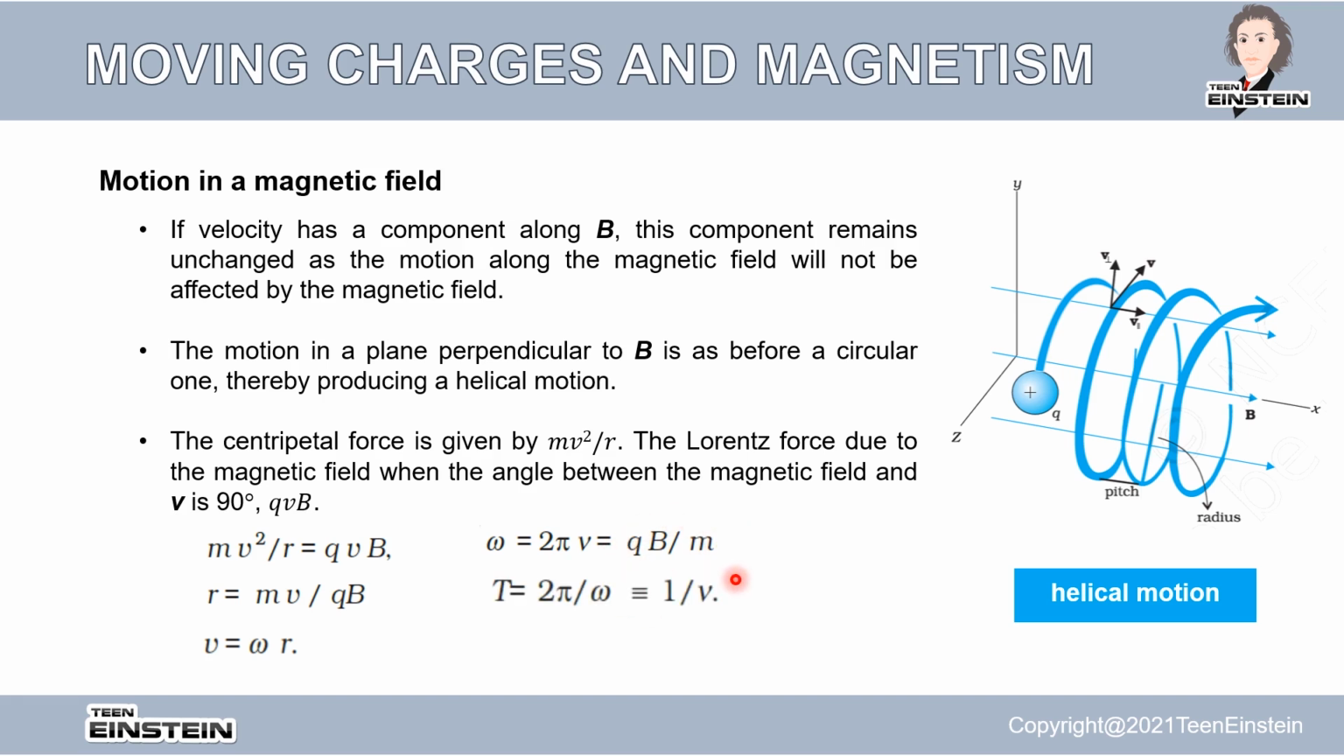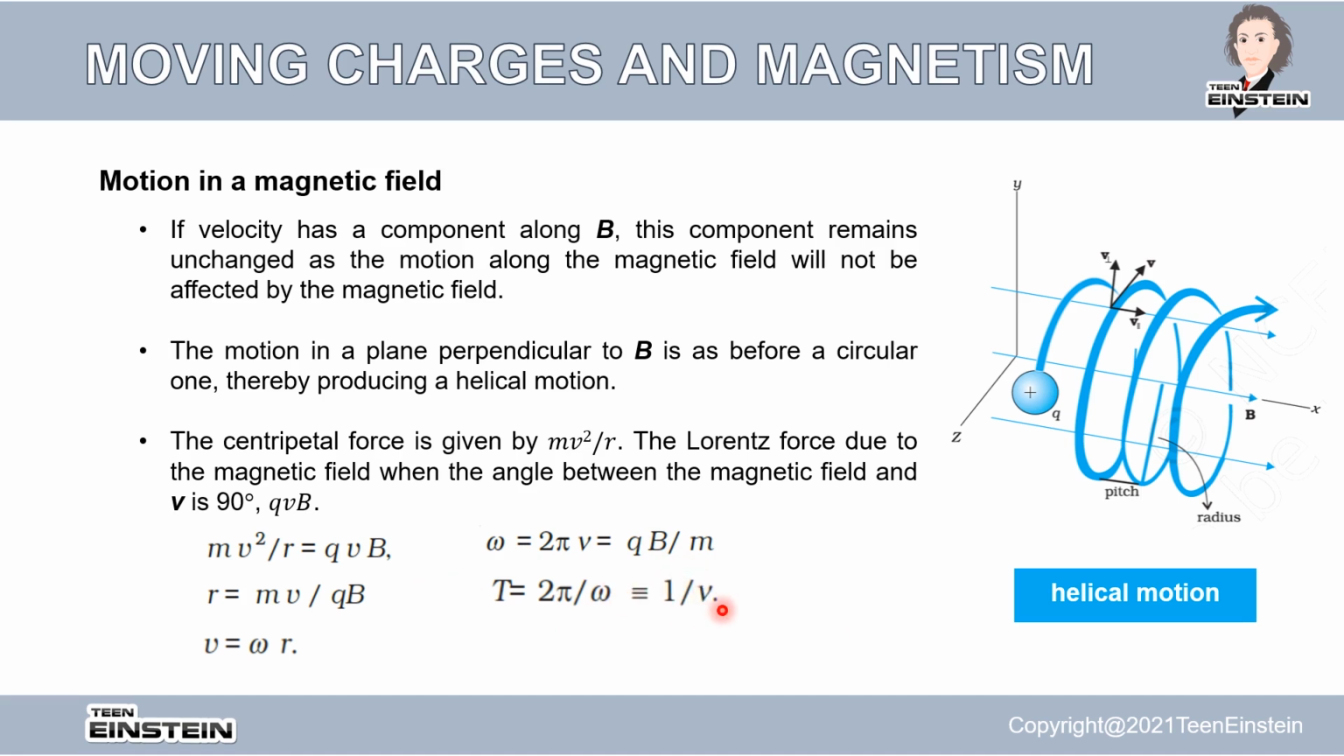So we know the angular frequency, and we can find out the time period of oscillation. Time period of oscillation means how much time it takes for one particular oscillation to happen. So that is nothing but 2 pi by omega. Substitute omega here, then you get m by qB into 2 pi, right?